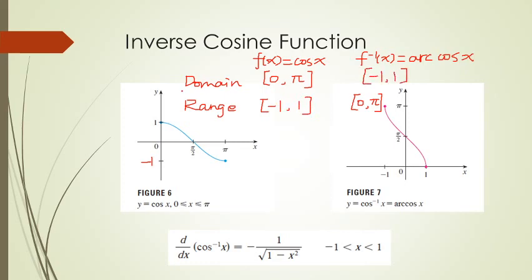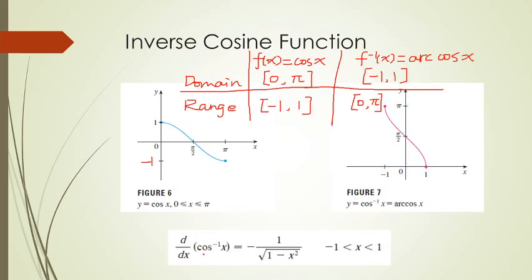So it's easy to check the domain and the range for the inverse if you draw the table like this. For arc cosine, the domain is minus 1 to 1, and the range is 0 to pi.